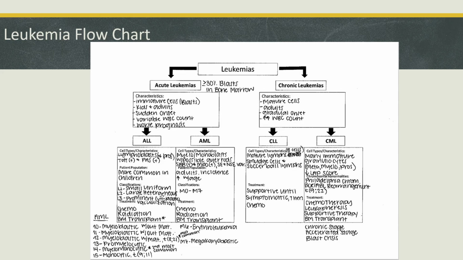So with regard to a general statement about chronic leukemias, we're going to see a more mature cell population. Now that doesn't mean we won't see immature cells, they just won't be blasts. This is more common in adults, and again, higher incidence as we get older. It has a more gradual onset and a very, very elevated white blood cell count, but overall the prognosis is much better than an acute leukemia.